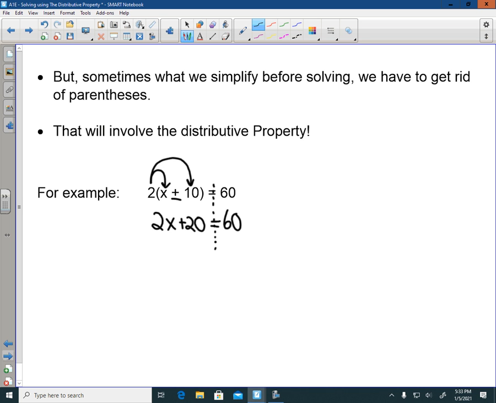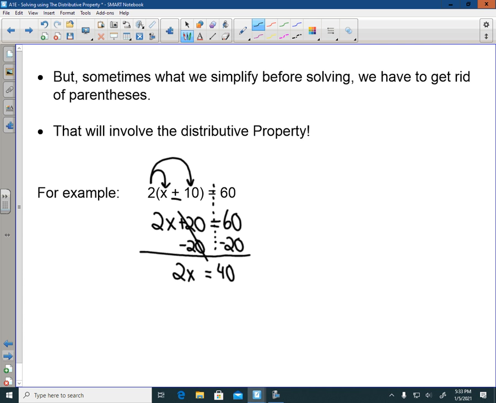Well, since we're adding 20, we'll do the opposite and subtract 20. We're going to make sure we do the same thing to both sides. These cancel. You have 2x left on this side, and that equals 60 minus 20, which is 40. All right, we're almost there. I bet you already know what we're going to do next.